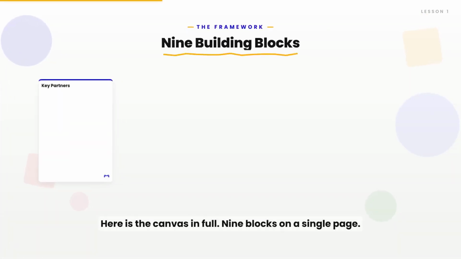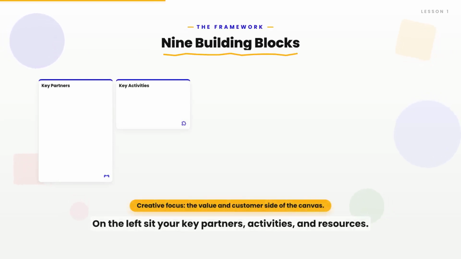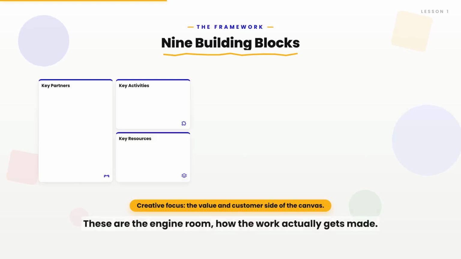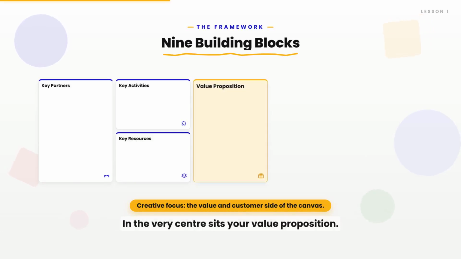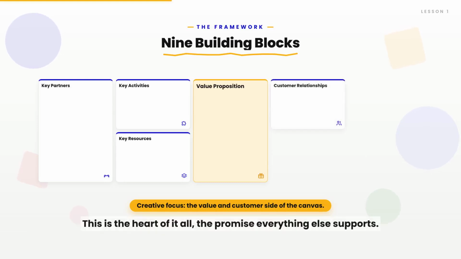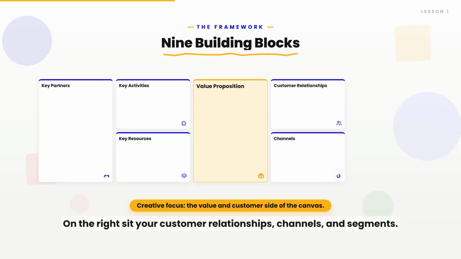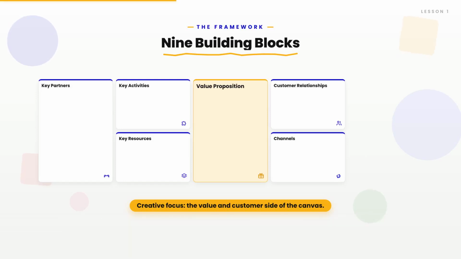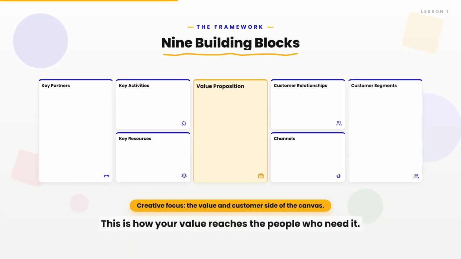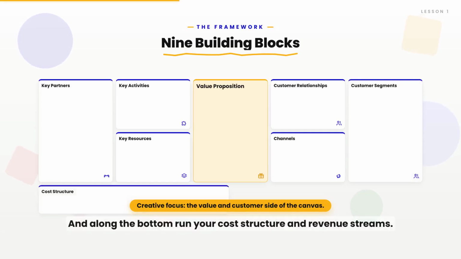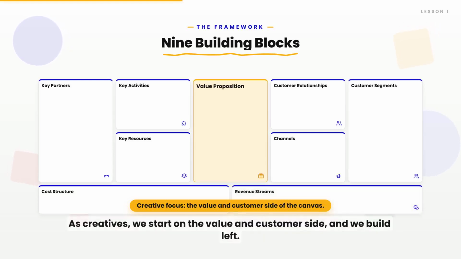Here is the canvas in full, 9 blocks on a single page. On the left sit your key partners, activities, and resources. These are the engine room, how the work actually gets made. In the very center sits your value proposition. This is the heart of it all, the promise everything else supports. On the right sit your customer relationships, channels, and segments. This is how your value reaches the people who need it. And along the bottom, run your cost structure and revenue streams. As creatives, we start on the value and customer side, and we build left.